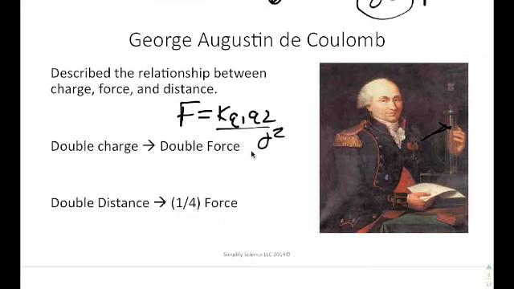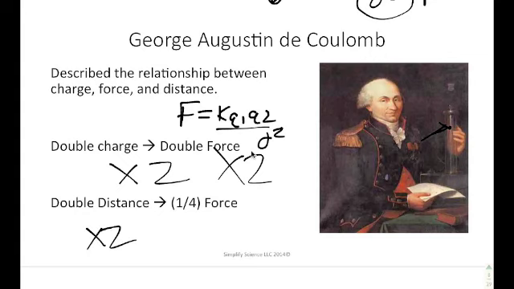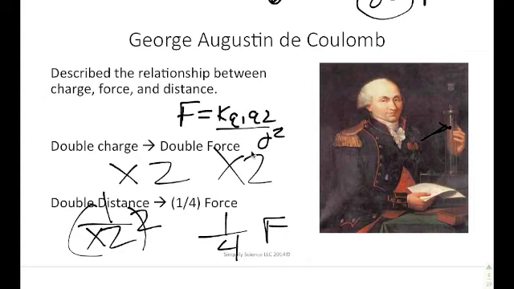In essence, he said, if you take the charge and you double the charge, you double the force. There's a direct relationship there. He also said that if you double the distance, you quarter the force, once again taking on the idea of Joseph Priestley's inverse square law. So if I'm doubling the distance, I end up quartering the force because this is an inverse square law. So now let's take a look at some examples.